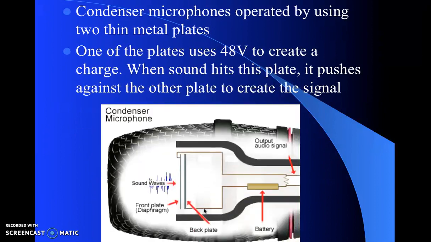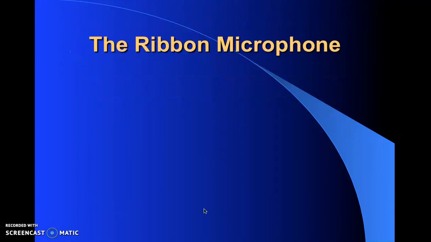So the way that condensers work is they operate by using two thin metal plates. One of the plates is charged with that 48 volts, and when sound hits that plate, it pushes against the other plate to create the signal. So partially because of that 48 volts that the microphone is getting, that is how they are so sensitive. And below there's a picture of a cutaway of a condenser microphone.